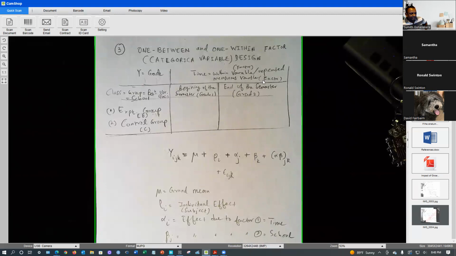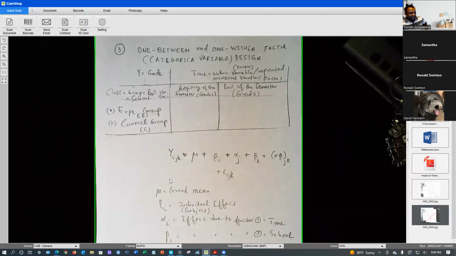Time is the within variable, or repeated measures variable or factor. Since it is categorical, we're going to say factor. This one also you can call a factor. Sometimes we call it the class variable, group variable, between variable, or between factor. It has two classes. This is one between, and this is the other. The variable is school. This is time. At the beginning of the semester I look at my grade and label it grade 1, or grade before. This one is grade 2, the end of the semester.